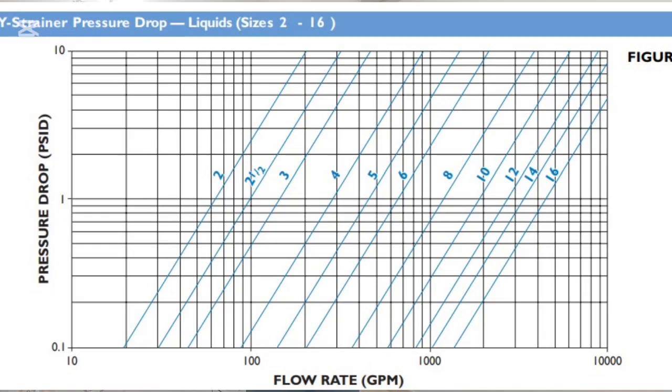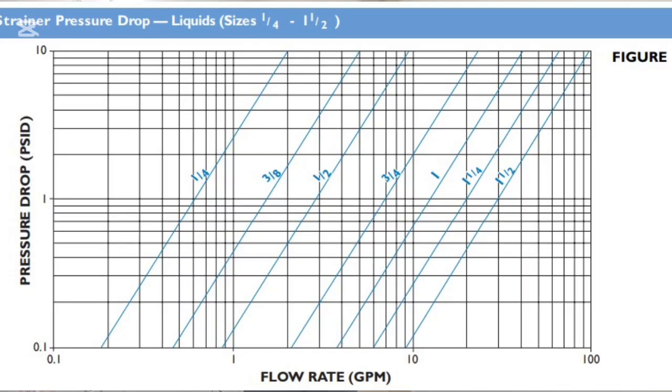You can see the graph on screen. On the x-axis there is the flow rate in GPM or meter cube per hour, and on the y-axis is the differential pressure. The first step is to identify the strainer size and its type, because inside the graph different lines are drawn. All lines are for separate strainer sizes. So first step is to identify the strainer size and point out that line inside the graph.